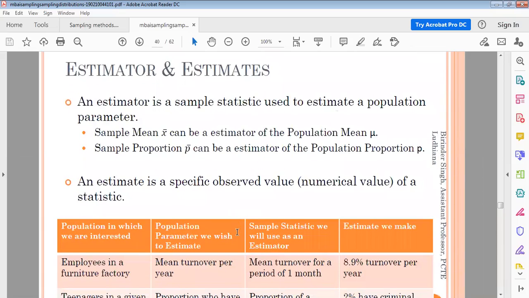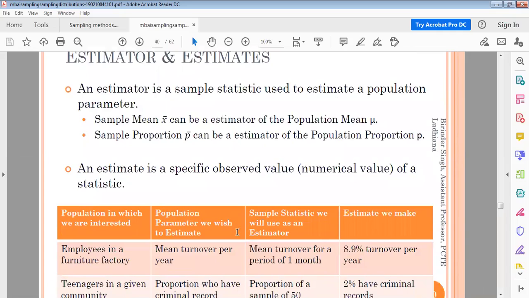Now estimators and estimates. An estimator is a sample statistic used to estimate a population parameter. The sample mean x bar is an estimator of the population mean mu, and the sample proportion p bar can be an estimator of the population proportion p. This is the sample estimator.